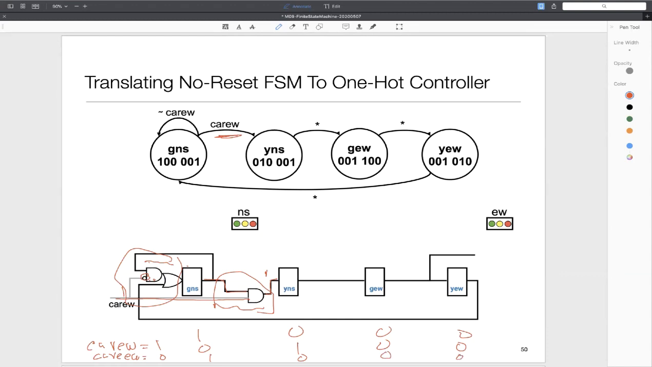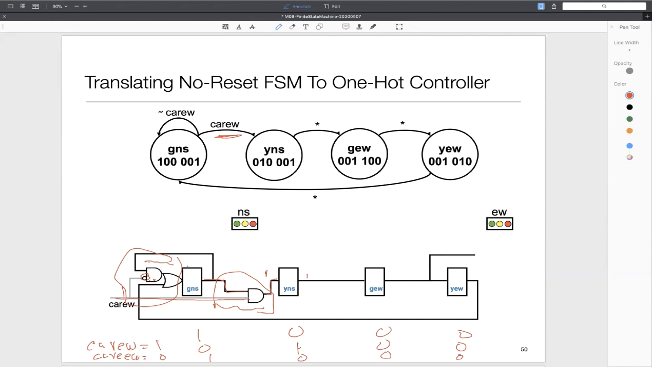And so I'll let you stare at that circuit, but it indeed is doing that. If GNS, so we have one-hot coding, so at any given point in time, only one flip-flop will be high. So GNS being high means YNS, YEW, and GEW are 0. And so car east-west 1 would result in GNS becoming 0 and YNS becoming 1, and car east-west being 0 would cause GNS to remain 1.